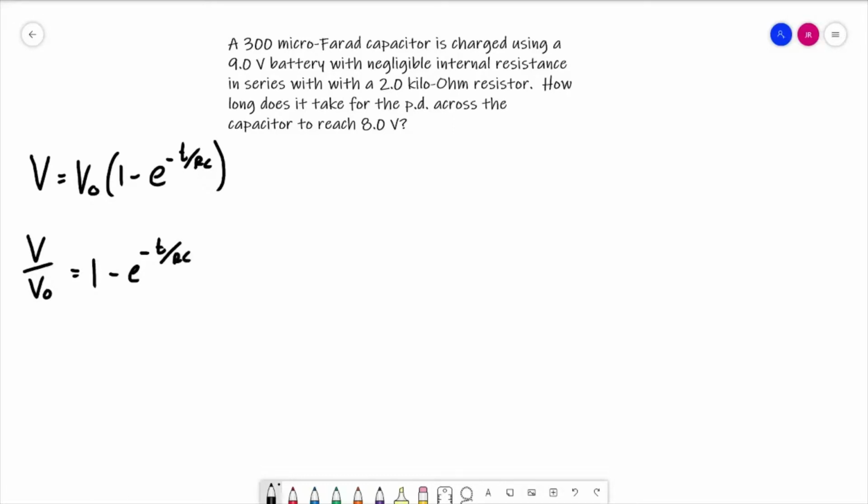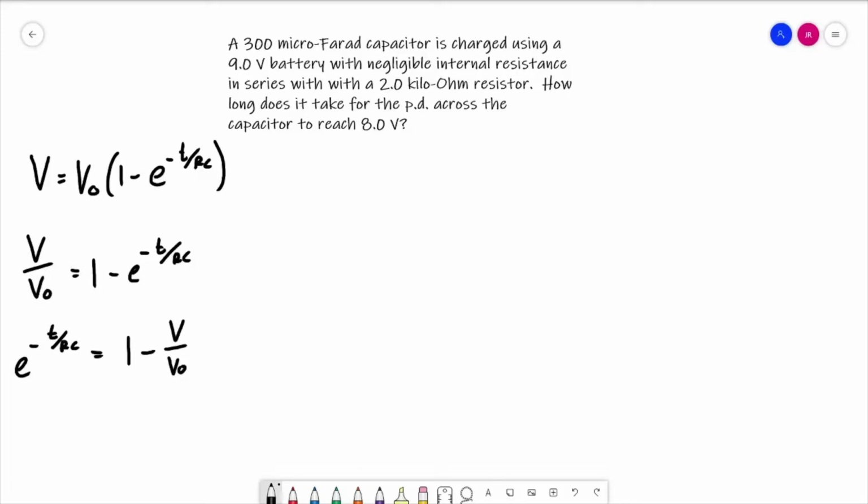Now again, a little bit of rearrangement. The V over V naught we're going to subtract from both sides, and the e to the minus t over RC we're going to add to both sides. And what we end up with is e to the minus t over RC is equal to 1 minus V over V naught.